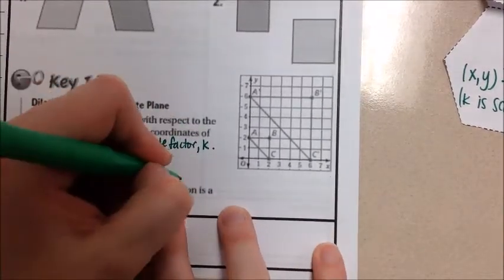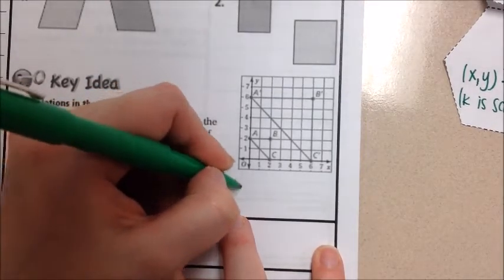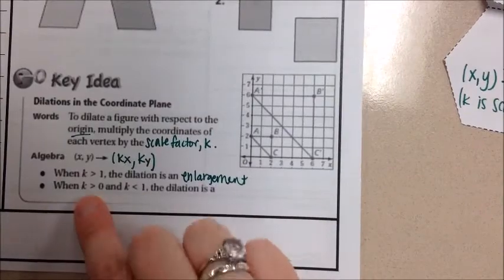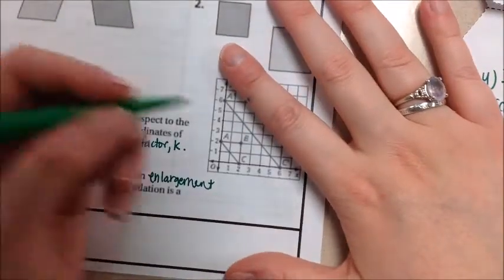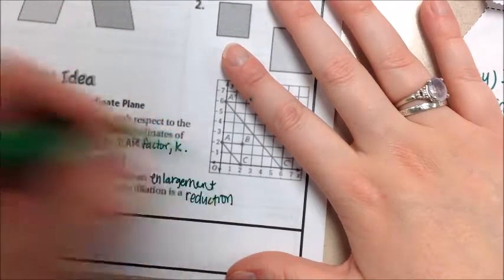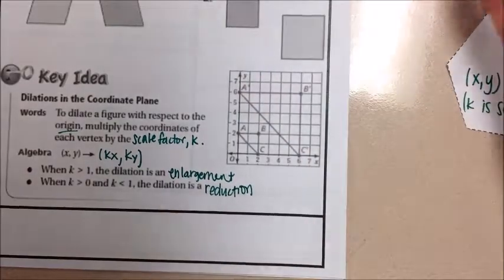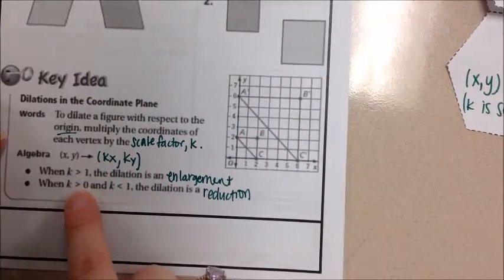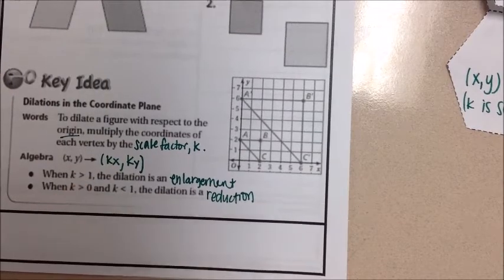Okay, so when K is greater than 1, do you think it's getting larger or smaller? Okay, it's getting larger, and that's called an enlargement. And then when K is greater than 0 and less than 1, the dilation is a reduction. We do not dilate with negative numbers, so it's always greater than 0, but sometimes it's less than 1, sometimes it's greater than 1.